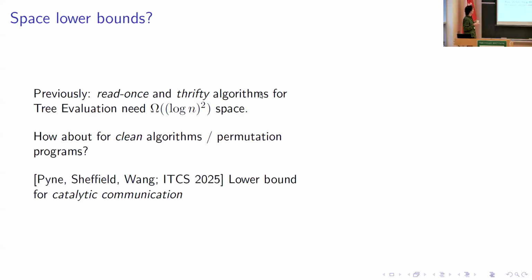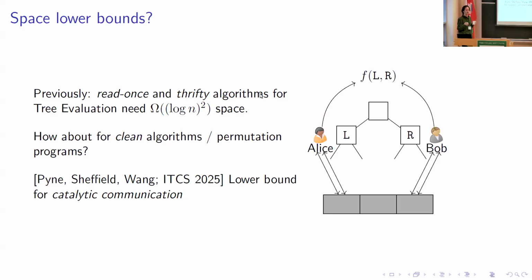So one interesting direction for lower bounds there is a paper from ITCS this year from Pyne, Sheffield and Wang, where they invented a sort of a communication model, basically, called catalytic communication. And it looks really similar to what's going on in our algorithm. So we have two parties, Alice and Bob, and the only way they can communicate is by making changes to a shared blackboard.